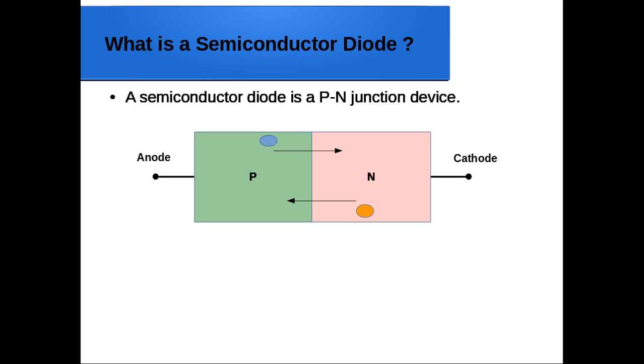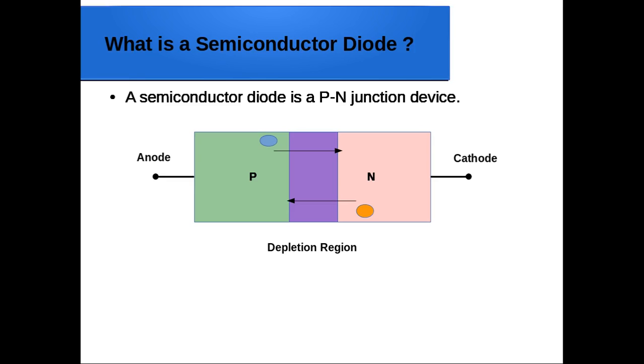But what happens is that during this diffusion process, the holes and the electrons will combine at the junction, and electron-hole pairs are formed. And these electron-hole pairs will give rise to a potential barrier. This potential barrier is commonly referred to as the depletion region. So once the depletion region formation is over, for any charge carrier to move across the junction, they should have sufficient energy in order to overcome the barrier potential.